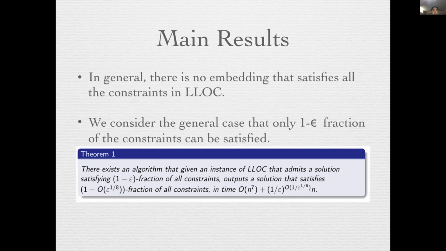But we give the algorithm that for any instance of LLOC that admits a solution satisfying 1 minus epsilon fraction of all the constraints, we can output a solution that satisfies 1 minus big O epsilon to the power 1/8 fraction of all the constraints in feasible time. This is given by our theorem 1.